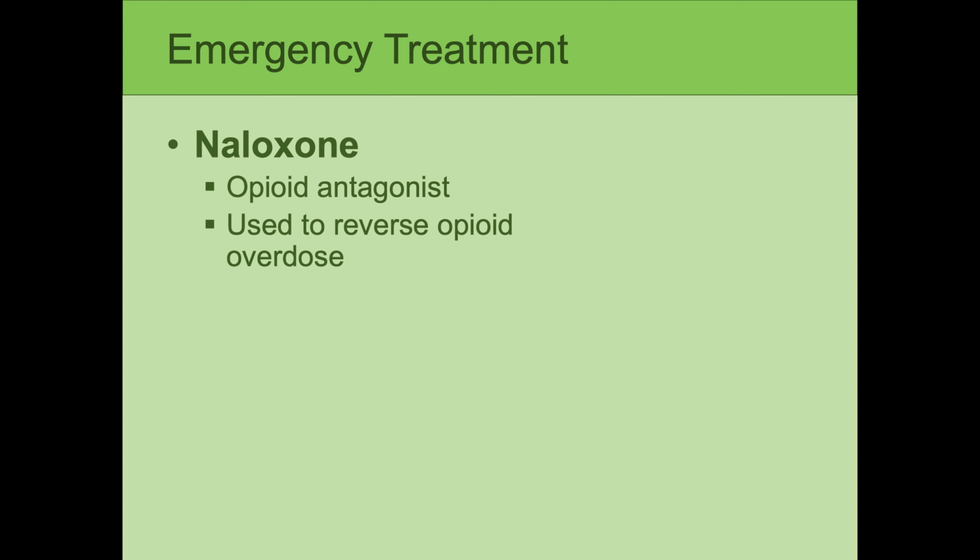So I do want you to also be familiar with naloxone. Naloxone is a life-saving drug. It's an opioid antagonist. Essentially what it does is it reverses the effects of an opioid overdose. The way it does that is by competing with opioids for opioid receptor sites.